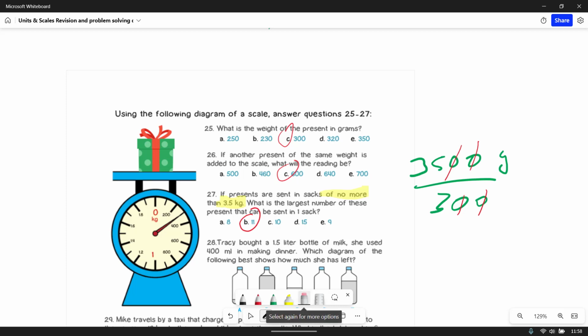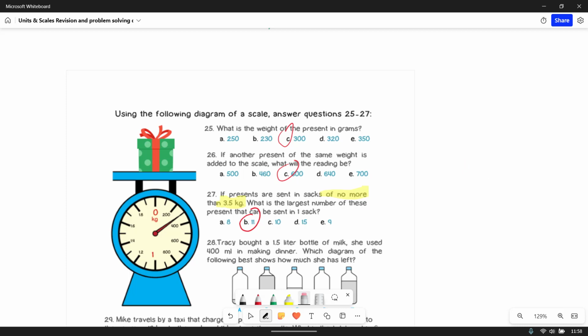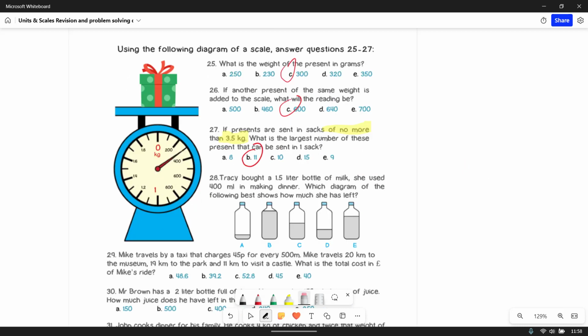35 divided by 3, so it's got to be 11 of those. 12 will be 36, which I don't want. Okay. Tracy bought 1.5 litres of bottled milk. She used 400 millilitres in making a dinner. Which diagram of the following shows how much is left?